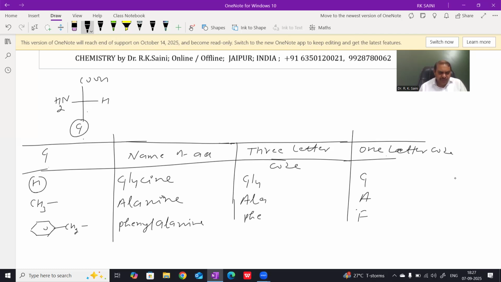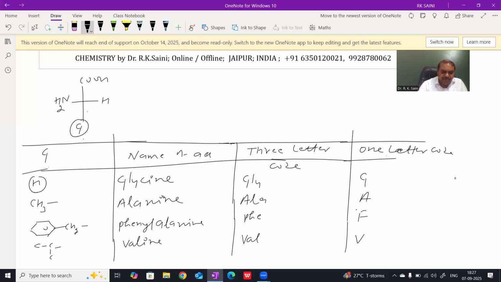When G is isopropyl, then the amino acid is known as valine. The three letter code is VAL and the single letter code is V.